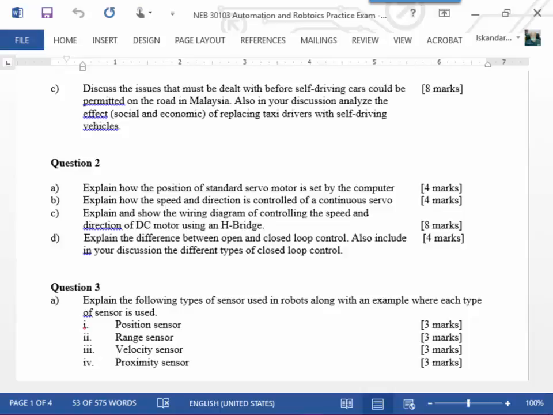But when you talk about the issues that need to be dealt with before self-driving cars, the number one issue before you can put self-driving cars on the road in Malaysia is that you have to train those that are driving cars to follow the driving laws and rules. Because self-driving cars are going to expect people to stop at red lights and go on green lights. They're going to expect people to go down the correct side of the road.